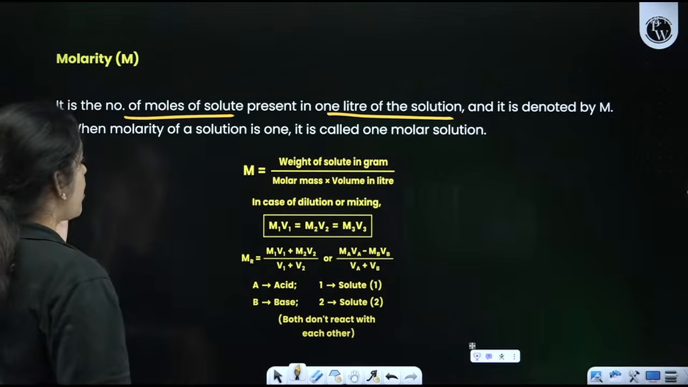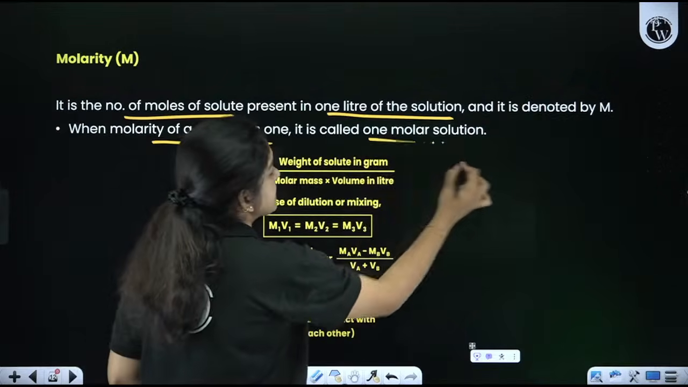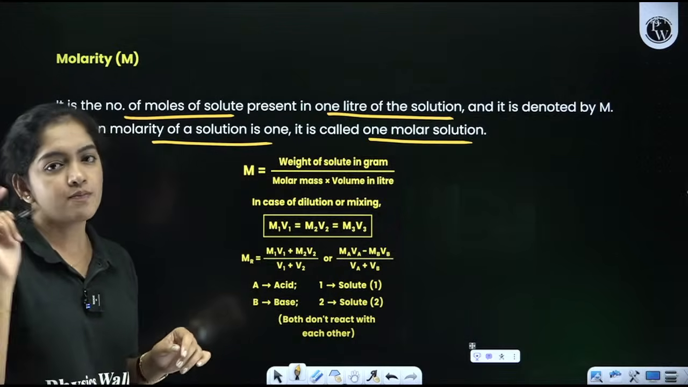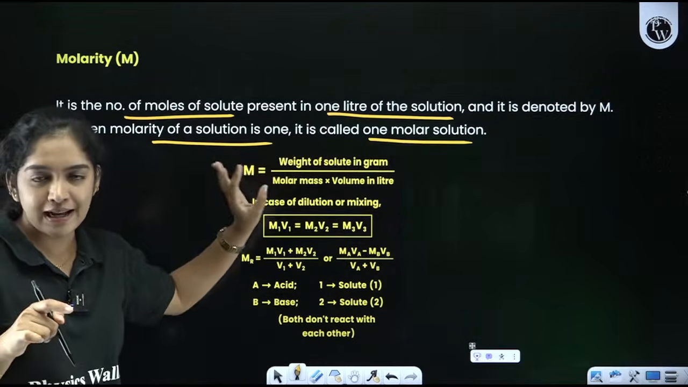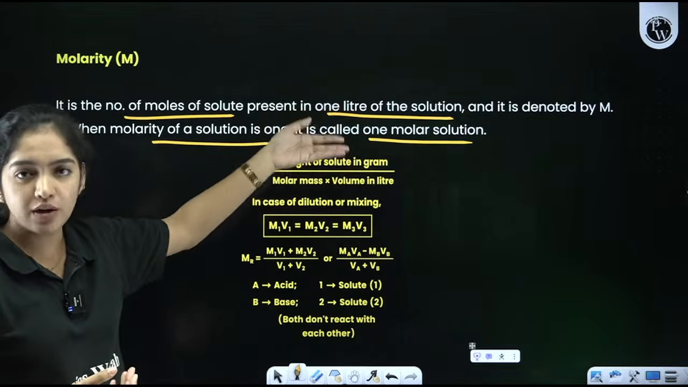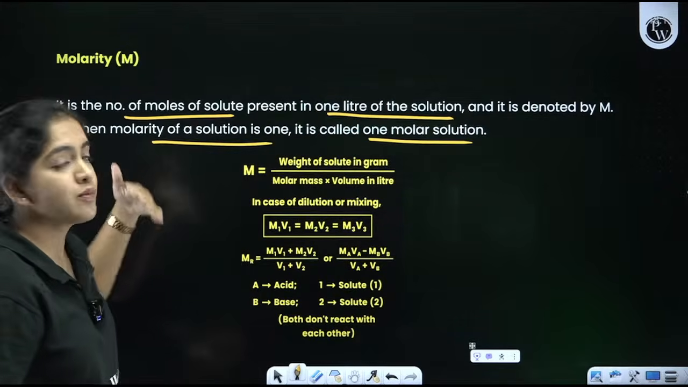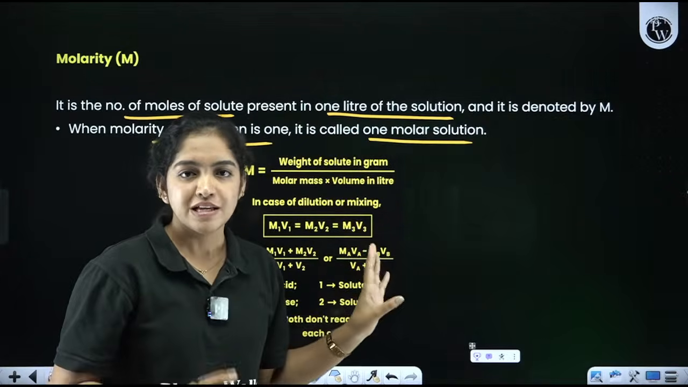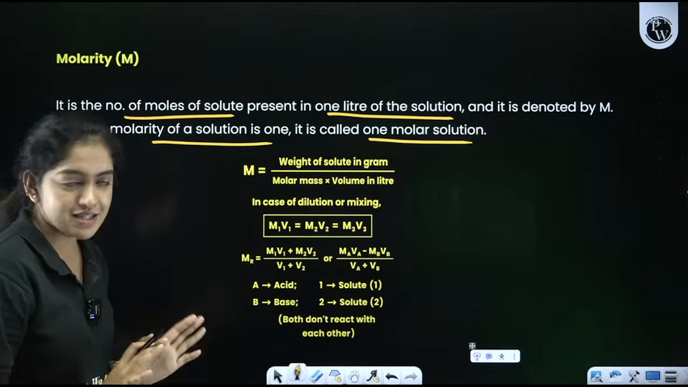Okay. When the molarity of a solution is 1, it is called a 1 molar solution. That is required for our practical exam. Sometimes the practical examiner will ask you the question, what is a 1 molar solution? When the molarity of the solution is equal to 1. So we can do the derivation here.